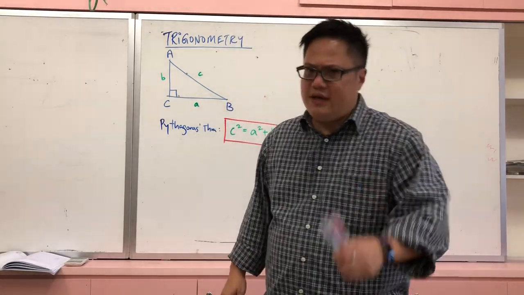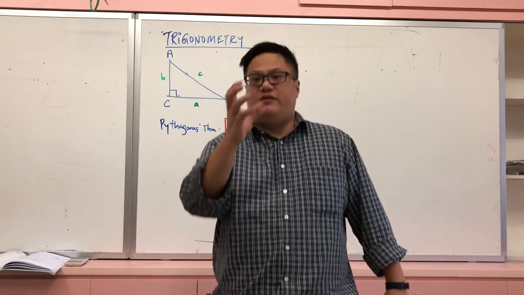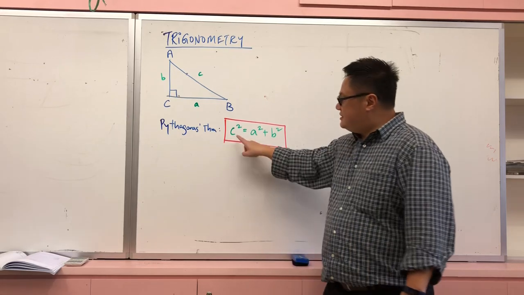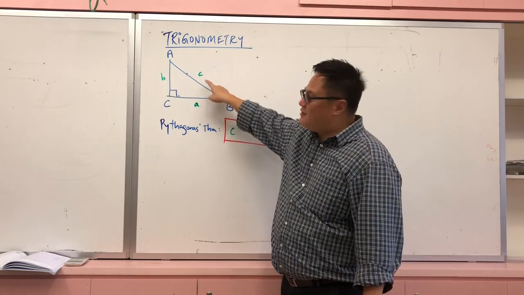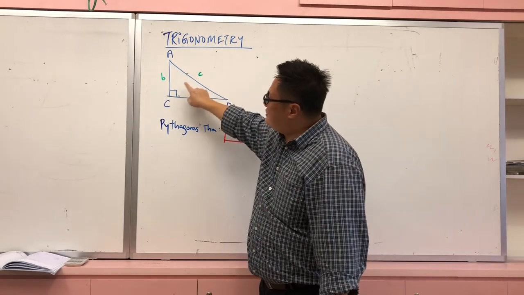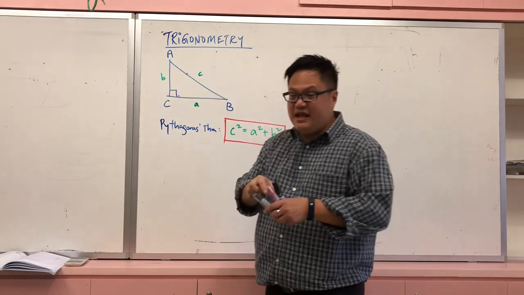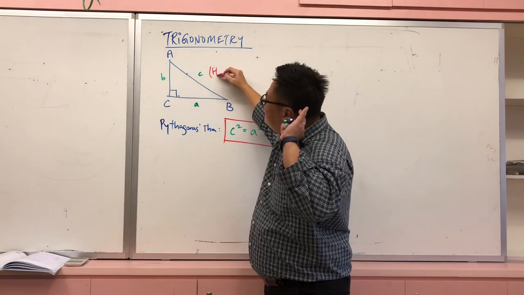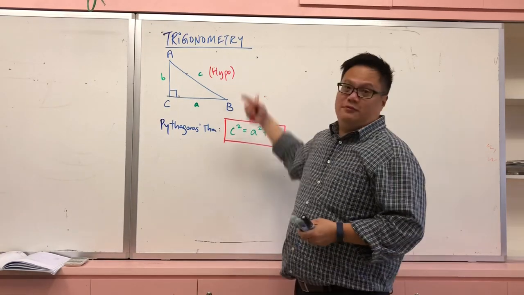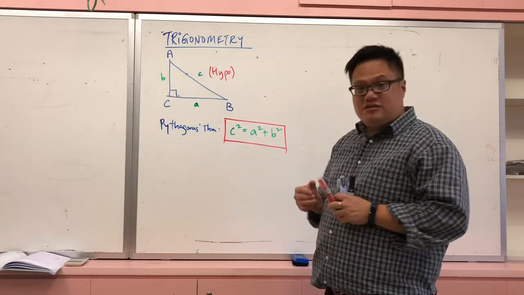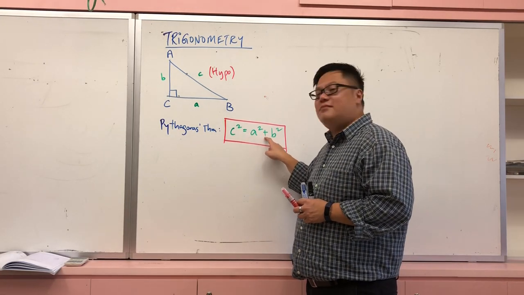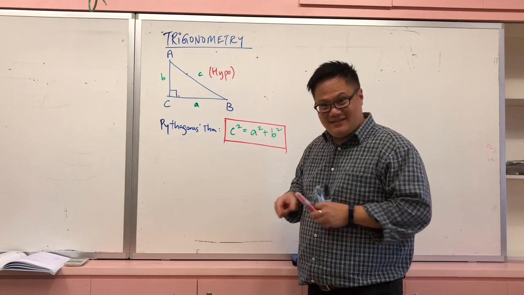Okay, good try. Let me rephrase it and fine-tune the answer for you. It states that c is known as the what? Come on, there's a name given for c. The longer side of a right angle triangle, the length opposite the right angle. What is it called? Alex? Very good, it's called the hypotenuse. I call it hypo for short. So the Pythagoras theorem states that the square of the hypo is equal to the sum of squares of the other two sides.